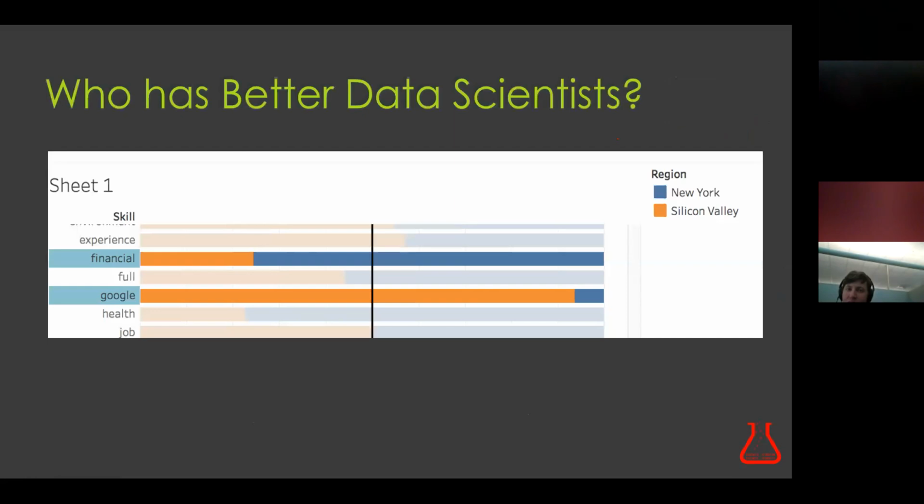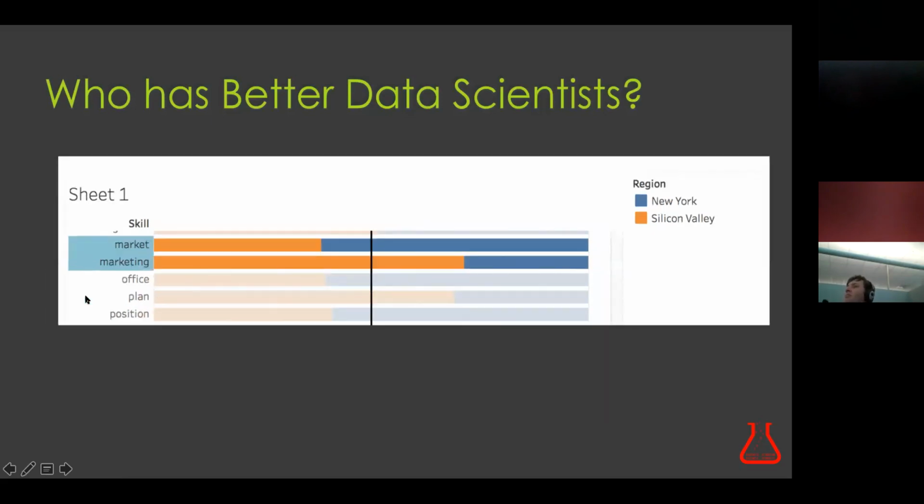So here you can see a couple of examples. In New York, you see a lot more emphasis on financial because of all the financial institutions there. Whereas in Silicon Valley, you see a lot more emphasis on Google technologies. Next slide. When you look at market versus marketing, this really jumps out. In Silicon Valley, there were a lot more mentions of marketing in the context of data science jobs, whereas in New York, the specific word market was mentioned a lot more, which would apply more to financial markets. Next slide.